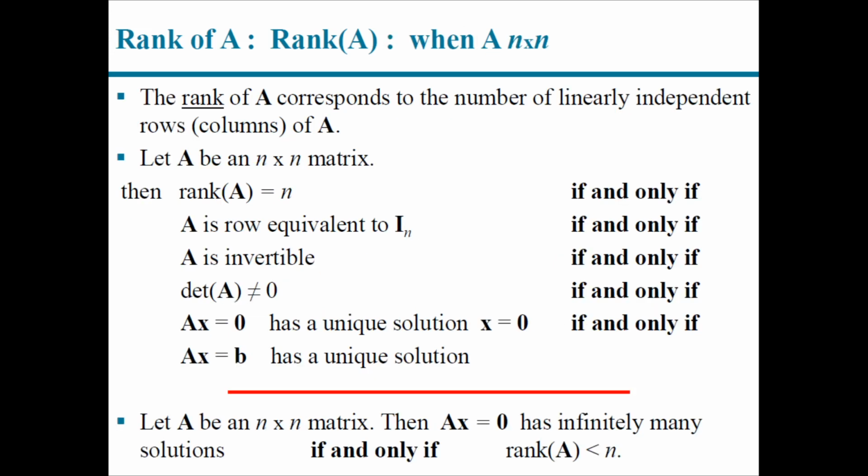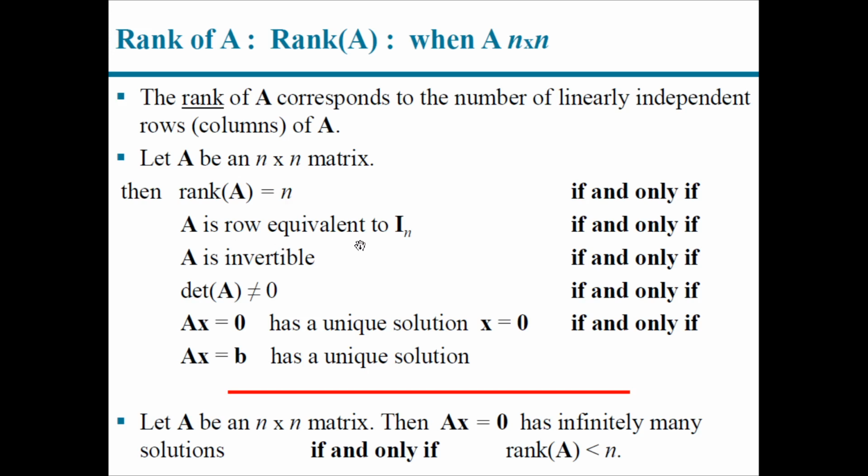Some more equivalent statements, but these are for square matrices. So again, we recall that rank is just the number of linearly independent rows of a matrix A, which is the same as the number of linearly independent columns. So when my matrix is square, we will say that rank of A is n, and then we have all these equivalent statements. When we say that the rank is n for an n by n matrix, we will also sometimes say A has full rank.